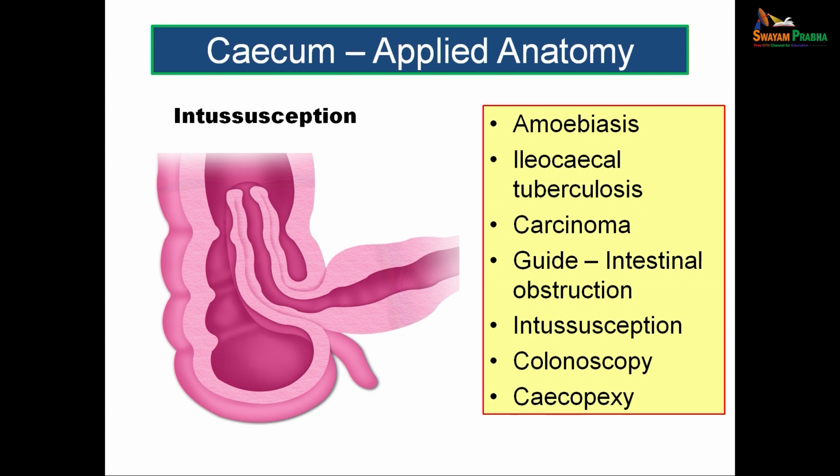Next, ileocecal tuberculosis can result in a mass in the right iliac fossa. Tuberculosis infection of the ileum and the cecum can result in this mass. There can also be carcinoma of the cecum like any other part of the colon. Cecum acts as a guide in case of intestinal obstruction.